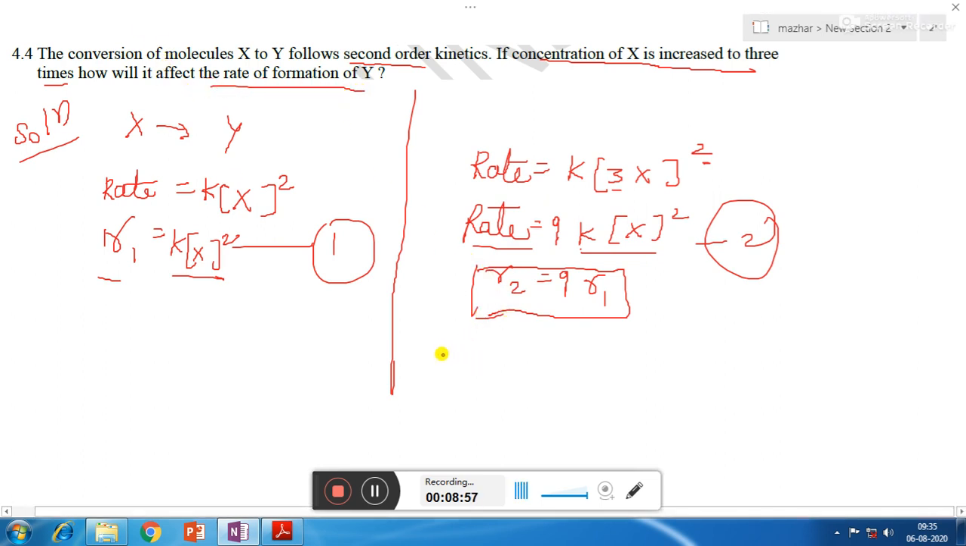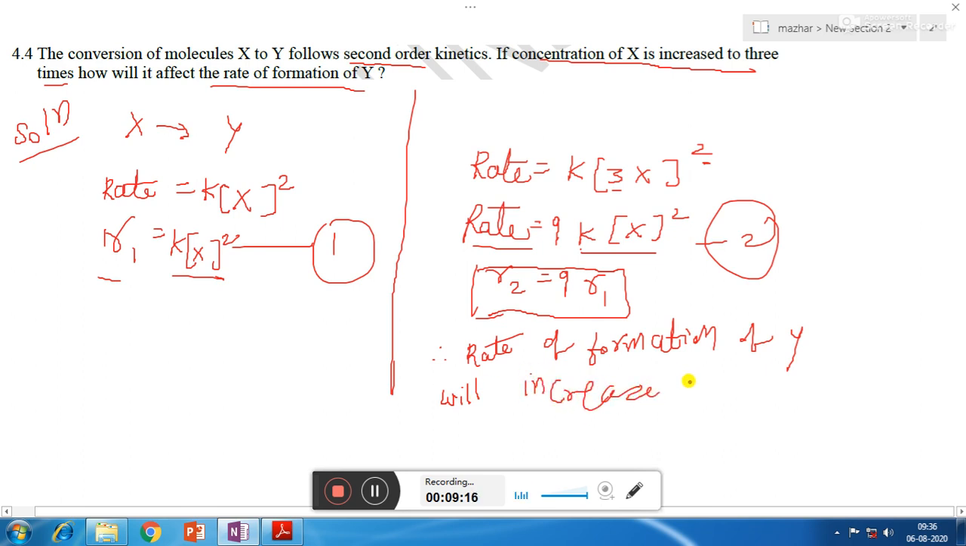So how will it affect the rate of formation of Y? What can we say? Therefore, the rate of formation of Y will increase by 9 times.